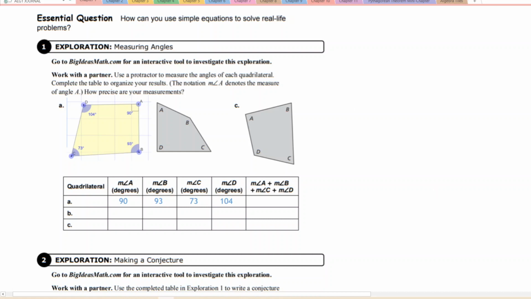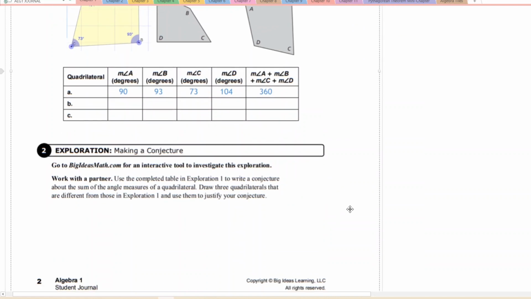Now, what would happen if you added all of those together? Right over here, it says a measure of angle A plus a measure of angle B plus a measure of angle C plus a measure of angle D. And nicely, this program that we're working with right here, this is going to add everything together for me. And it says that if I add all of those angles together, I get 360. Now, we could probably spend more time doing the exact same thing to quadrilateral B and quadrilateral C, but I think you're going to find that you're going to get the exact same thing.